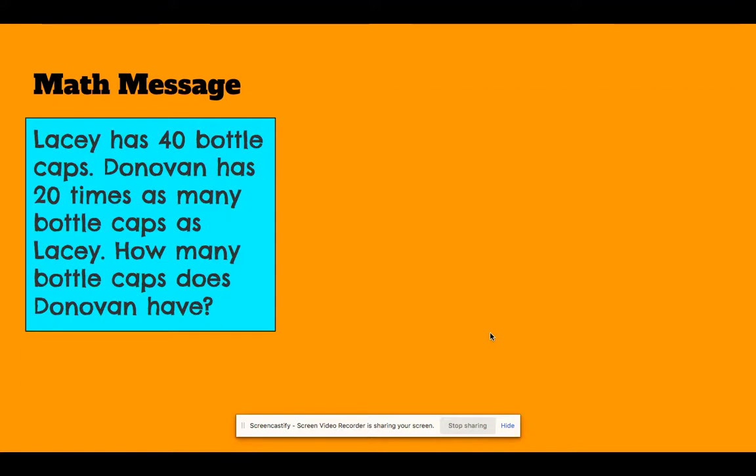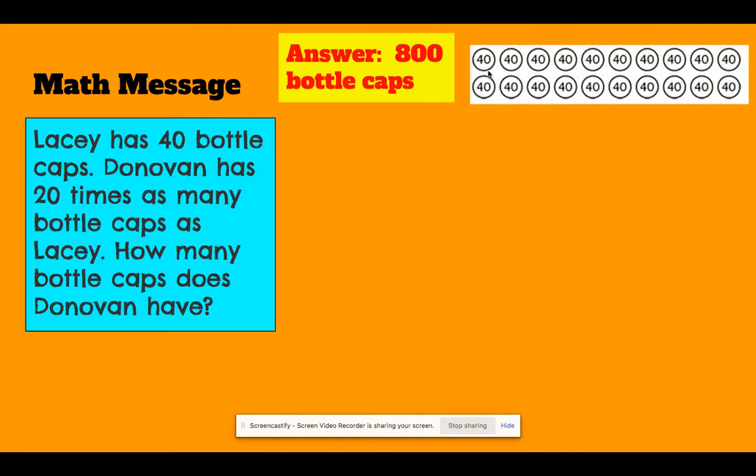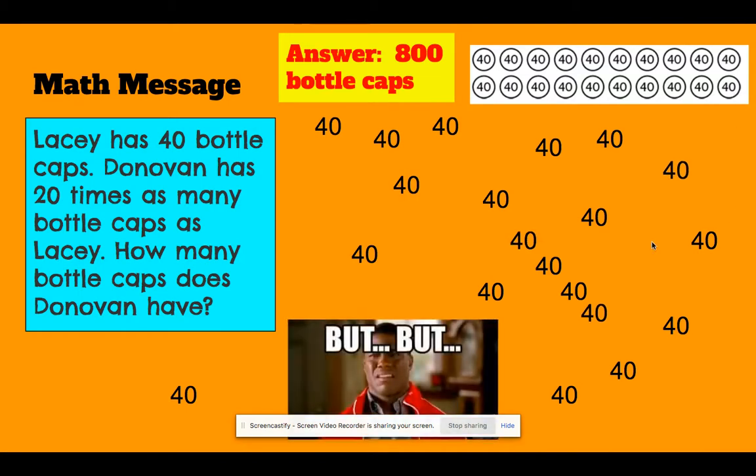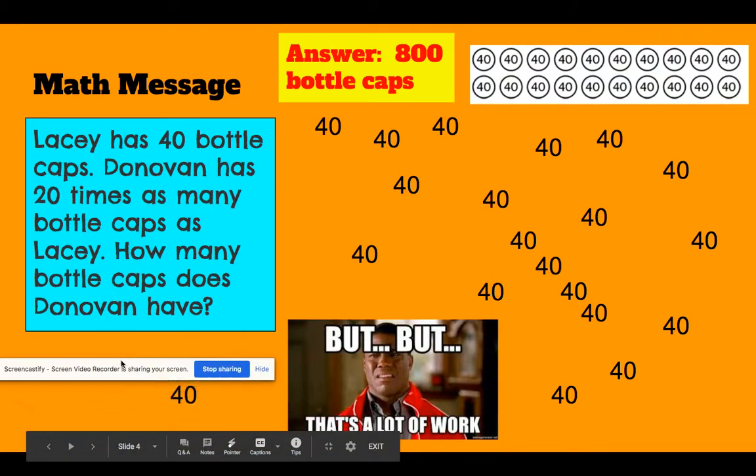Okay, welcome back. So the answer, as you may have figured out, is 800 bottle caps. How did you figure that out? Some of you may have drawn a picture, 40 bottle caps for Lacey, and then 20 groups of that for Donovan, or you could have simply added 40 plus 40 plus 40 plus 40, many, many times. But wait, that is a lot of work.